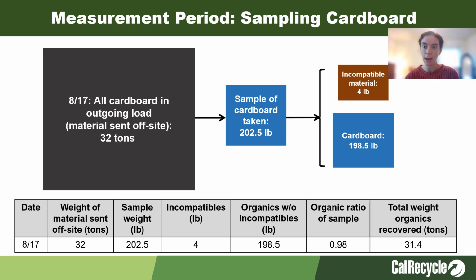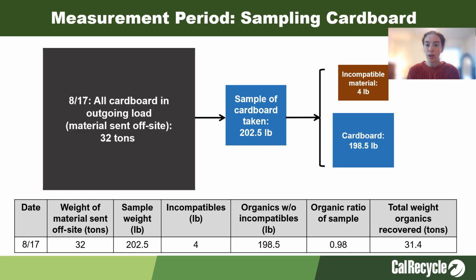For this material type, an incompatible material was any inorganic materials as well as any organic material that wasn't cardboard. The broker we're sending this to only wants cardboard, wants it to be extremely clean, so no other paper is allowed in the bale. So anything that isn't cardboard is an incompatible material for this material type. After separating, we found that there were 4 pounds of incompatibles, and that left 198.5 pounds of cardboard.